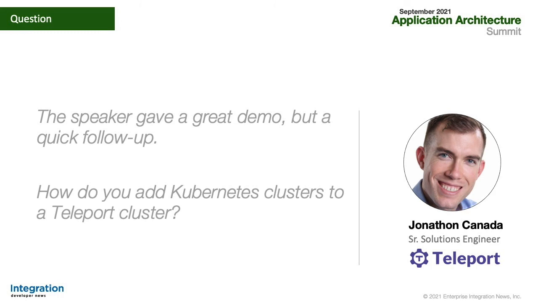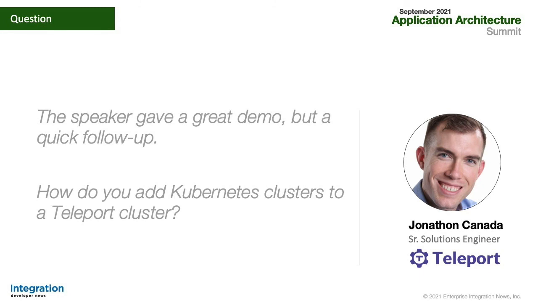Definitely the easiest and quickest way is we have a Helm chart that installs a Teleport agent into your Kubernetes cluster. So the first thing you would do is set up a Teleport cluster. You would have your Teleport proxy and your Teleport authentication server, and that can be located in Kubernetes or on virtual machines. So if you're in the cloud, EC2 instances, for example.